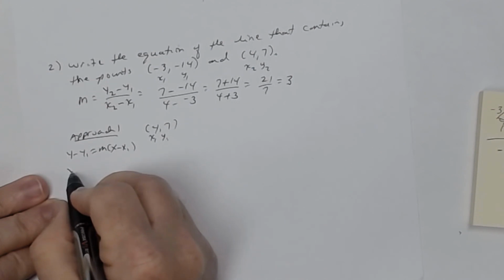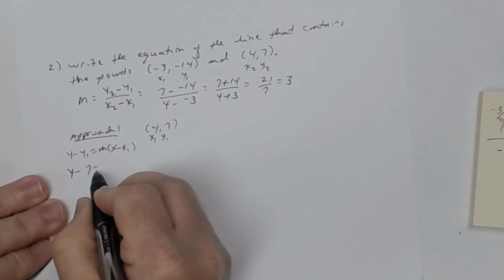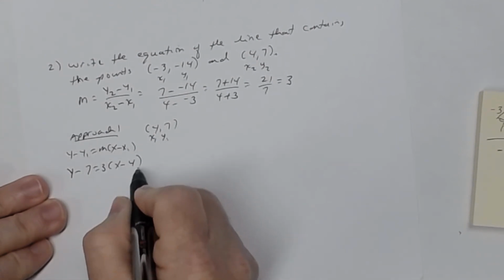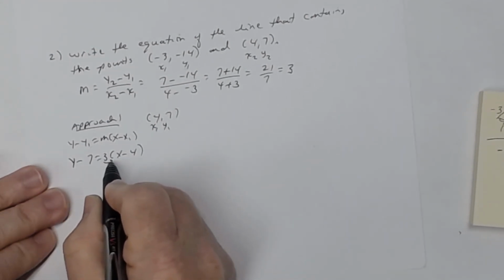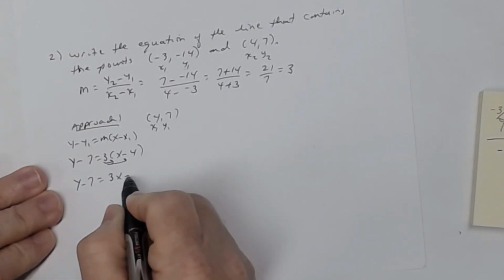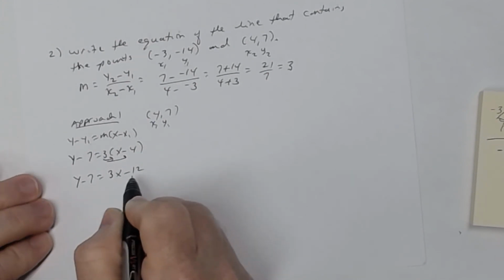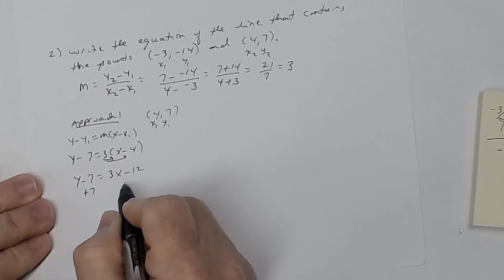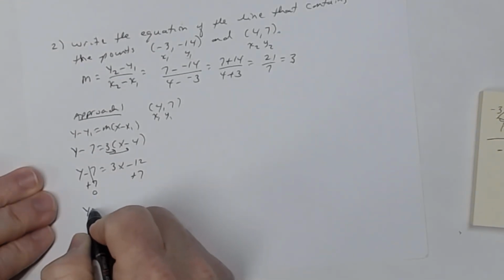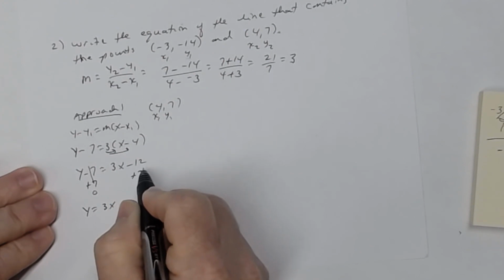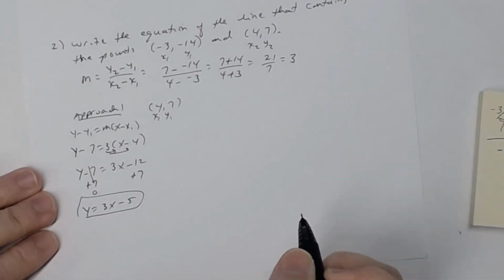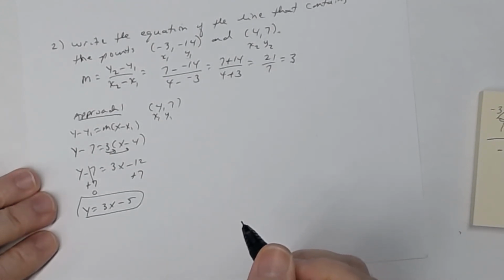All right, so y minus y1, which is 7, equals the slope, which is 3, times x minus x1, which is 4. And then using the distributive property, we get y minus 7 equals 3x. 3 times negative 4 is a negative 12. Remember, you want to write this in slope-intercept form, so I'm going to add 7 to both sides. And when I add 7 to both sides, combine like terms, I get y equals 3x. A negative 12 plus 7 is a negative 5. So there's your equation in slope-intercept form.